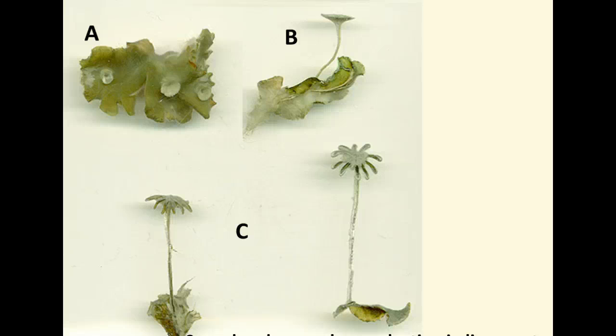So A is asexual, right? B, is that an archegoniophore or an antheridiophore? Yeah, so antheridiophore. And then C, by default, yeah, archegoniophore.